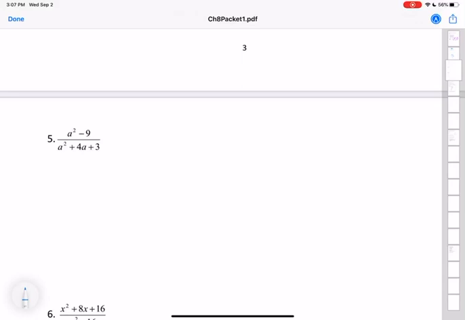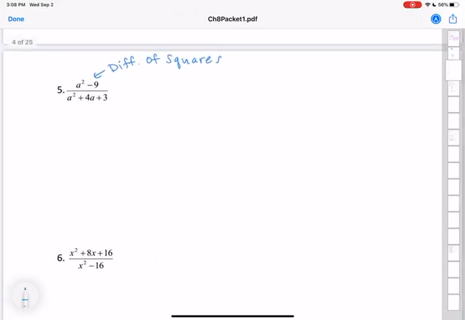What do we have on the top? Do you recognize it? Yeah, that's a difference of squares. And then the bottom, do you think you can factor that? Yeah, you can, because you got your trinomial with the leading coefficient of 1, so you can jump to the shortcut. Go ahead and try that one. And try number 6 as well. Okay, so hit pause, work on those for 5-10 minutes or so. When you think you've got them, come back and check with me and we'll compare answers.